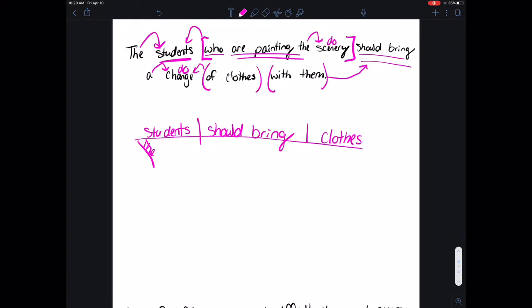Oh, I already messed up. Getting ahead of myself. Change was our direct object. Sorry about that. A modifies change. Of clothes is a prepositional phrase. All right, and then we said with them modifies should bring. Where should they bring them? They should bring them with them.